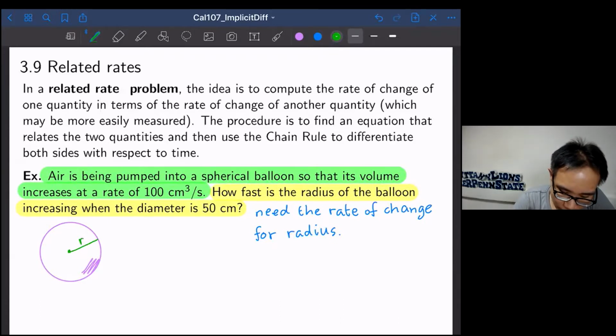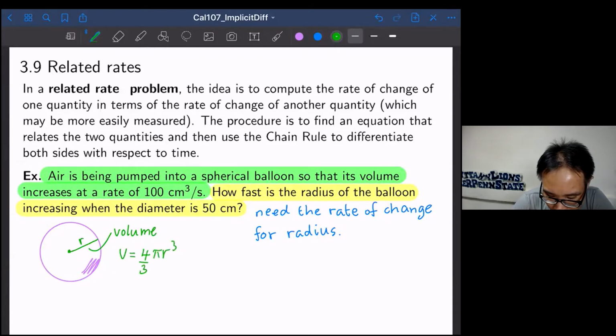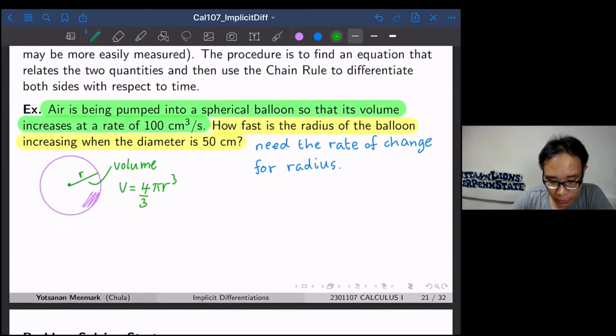The volume is gonna be V equal to 4/3 pi r cubed. So this gives you the volume of a sphere. And you see that you'd like to know the rate of change of the radius, so you need to know dr/dt.